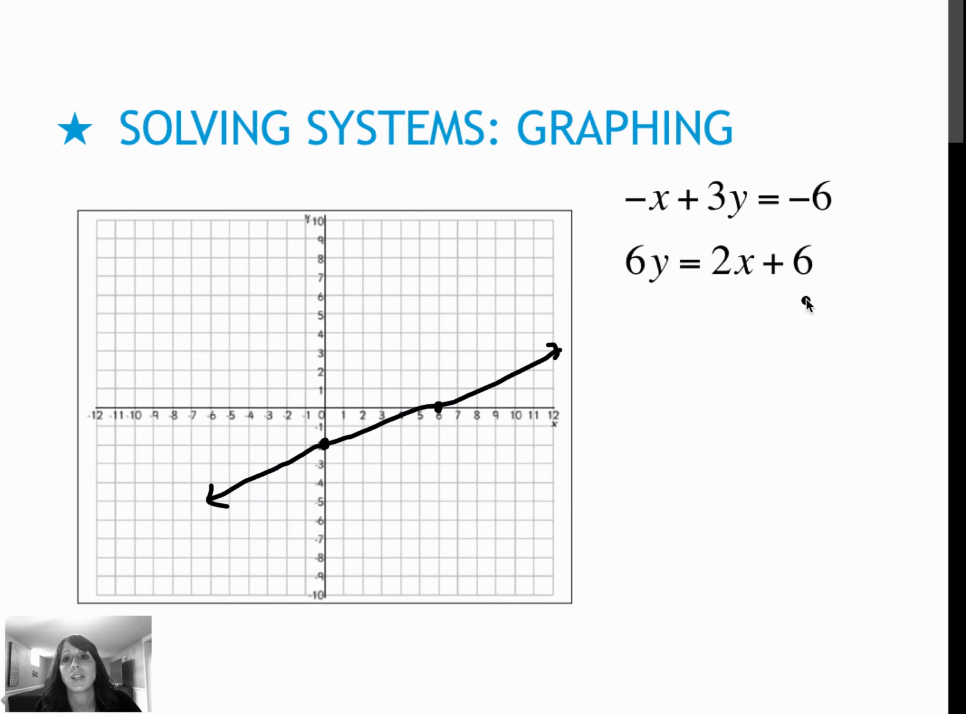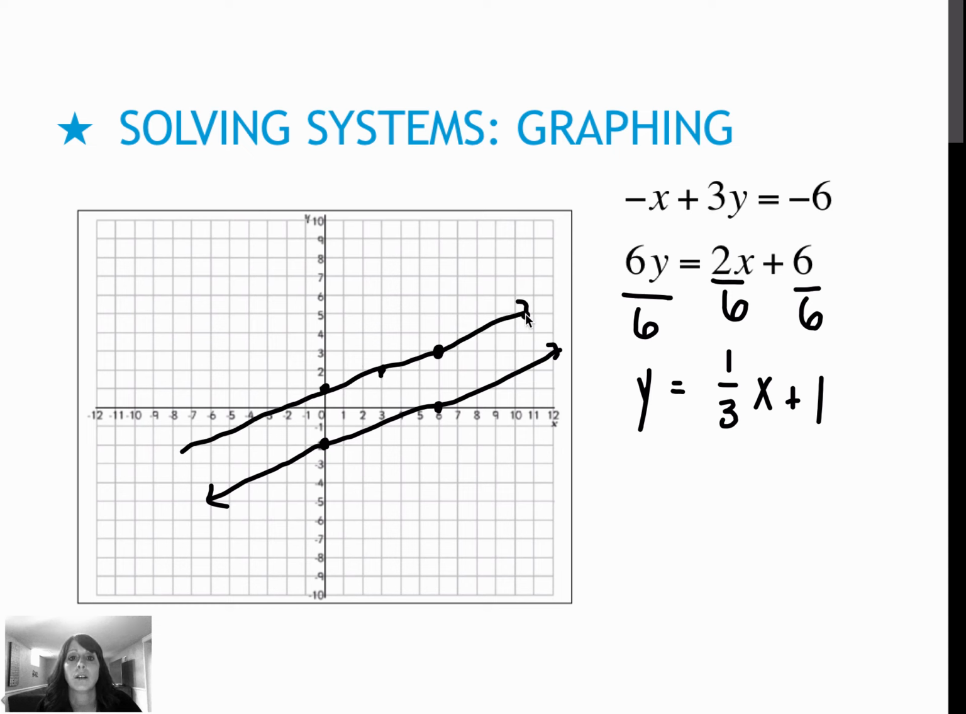My second equation is not in slope-intercept form and is not in standard form. So for this one, I would simply divide everything by 6 to turn it into slope-intercept form, and I would graph the resulting equation to start at positive 1 and use my slope of 1/3 to go up 1 over 3, up 1 over 3, as many times as I needed to. I would then connect the dots, and as we can see, these two lines will never cross, so this is no solution.